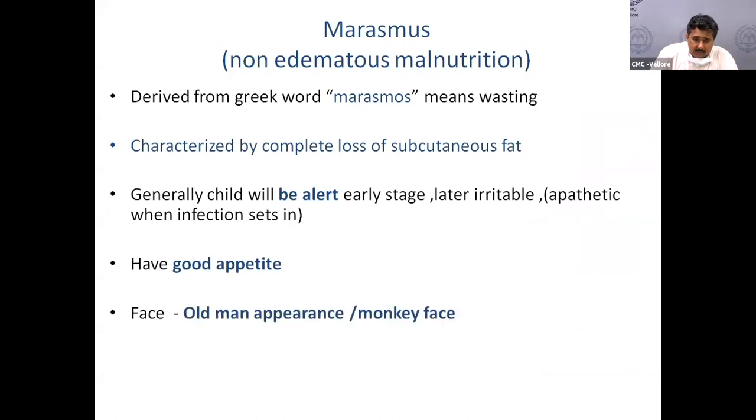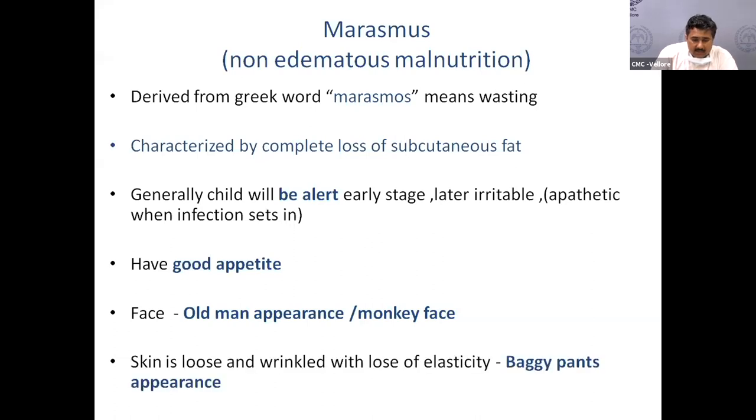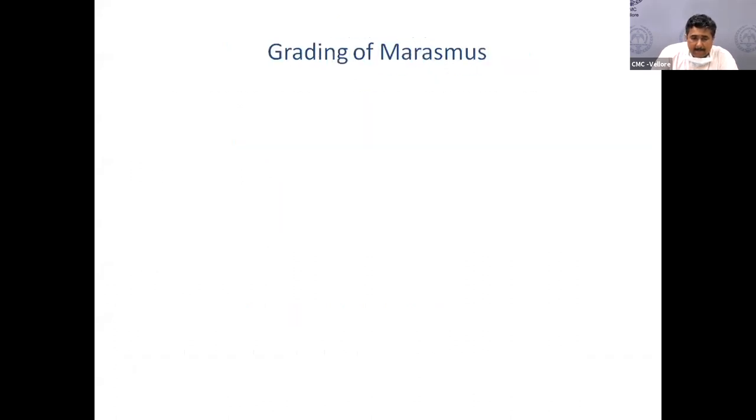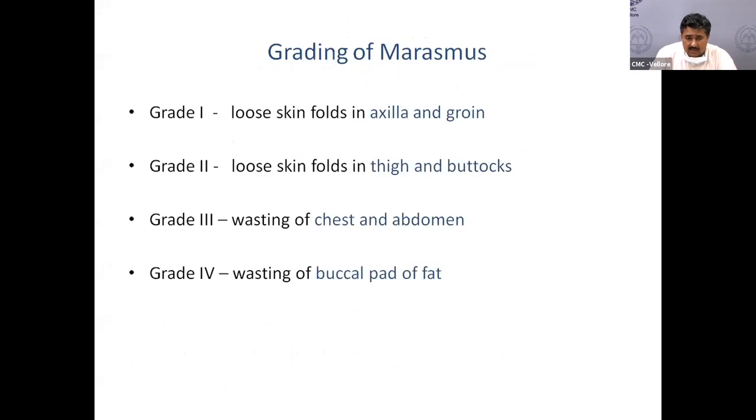Because of this loss of subcutaneous fat, they might have an old man appearance. The skin might be loose and wrinkled. It's also called baggy pant appearance. It is also graded. You have loose skin folds in the axilla and groin. And later, with severe wasting, you lose the buccal pad of fat, if it is very severe.